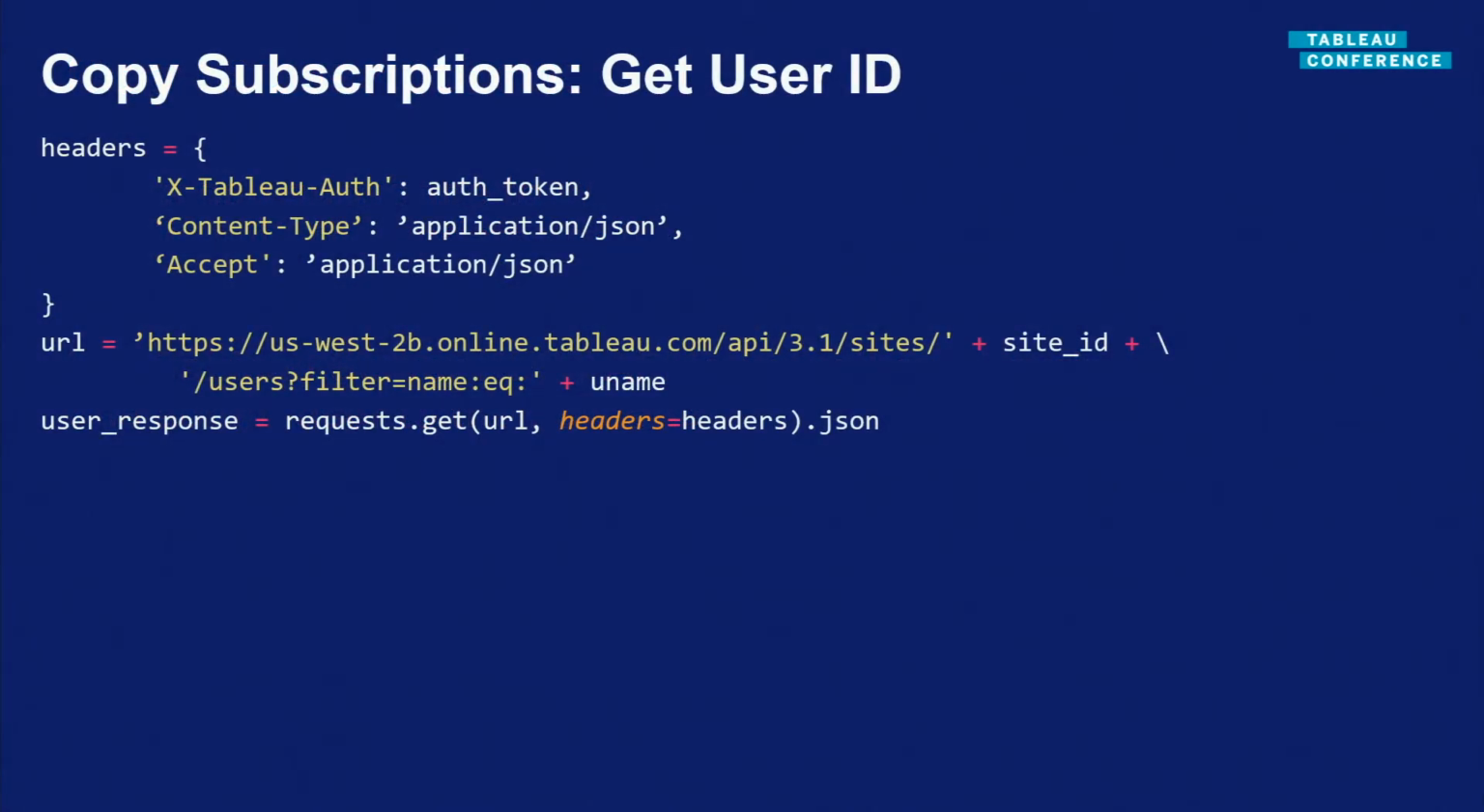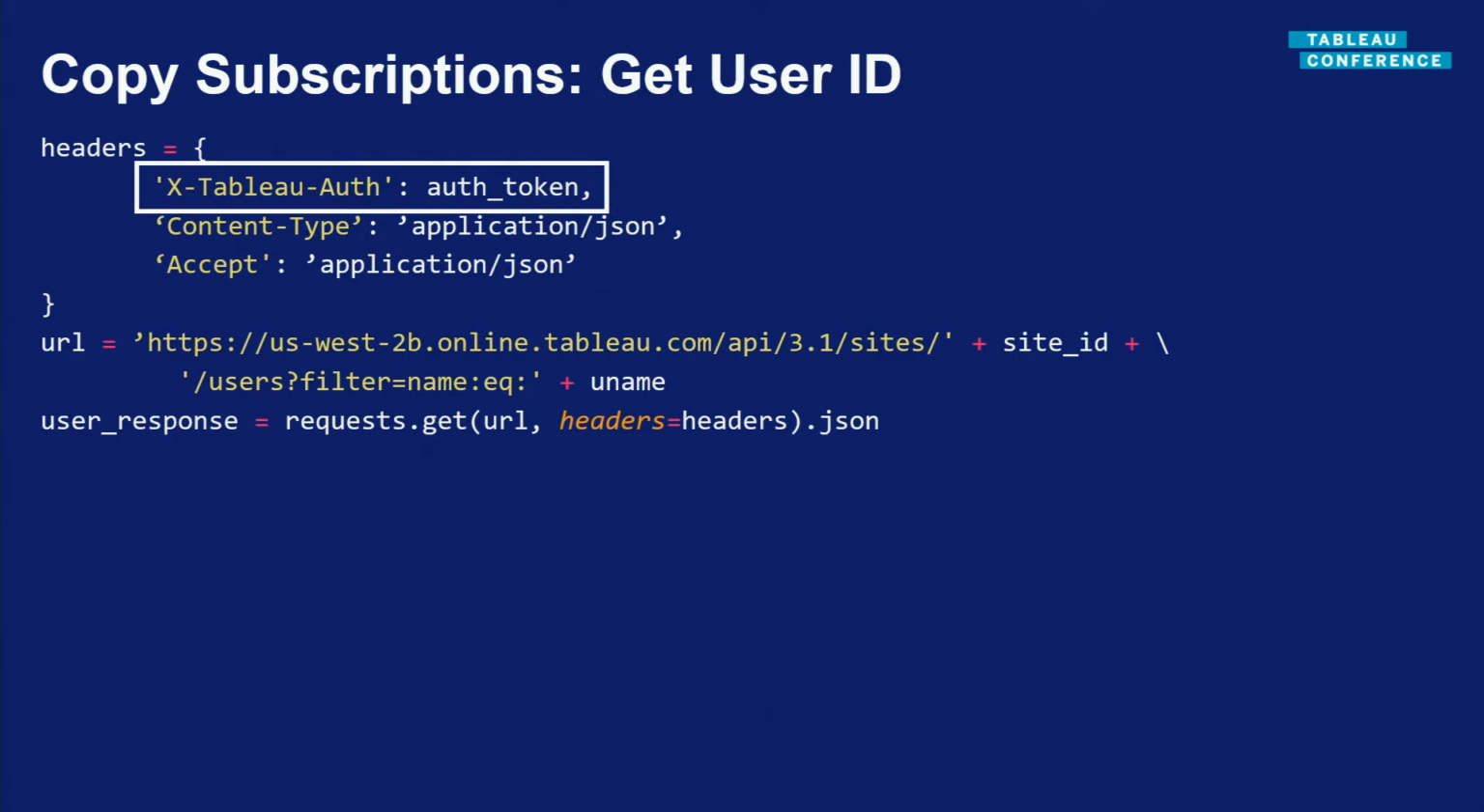So the first step in the process is to get the user IDs. Now, all REST requests have several components. They have headers, they have a URL, and they may have an optional data payload. Let's start with our headers here. First header you see is this X-Tableau-Auth with a token. So what is this token, and where's it coming from?